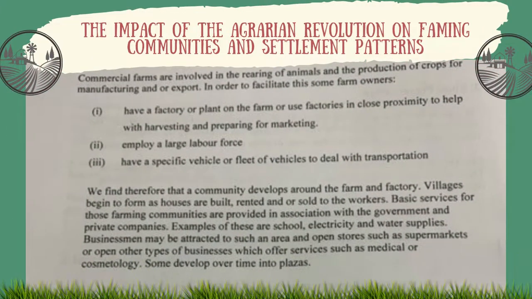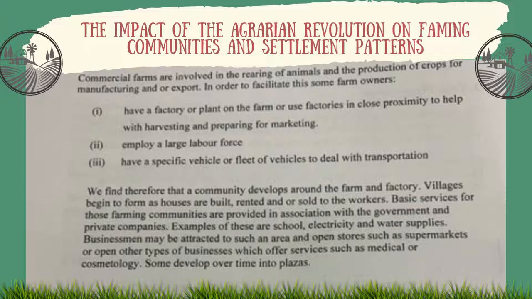There was also the impact of the revolution on farming communities and settlement patterns. Commercial farms are involved in the rearing of animals and the production of crops for manufacturing and for export. In order to facilitate this, some farm owners have a factory plant on the farm or use factories in close proximity to help with the harvesting and preparing for marketing, employ a large labor force, have a specific vehicle or fleet of vehicles to deal with transportation.